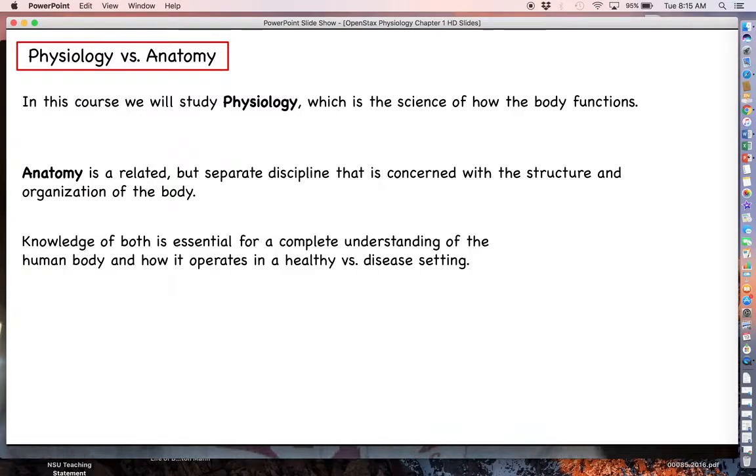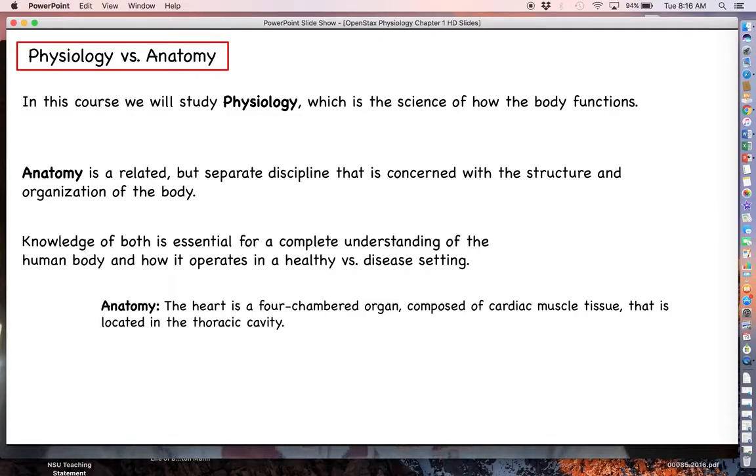location. But hopefully, as you're going to come to appreciate here, to have a complete understanding of how the human body operates, we are going to need both sets of information in order for us to really understand how a healthy human body operates versus how one operates aberrantly in a disease setting.